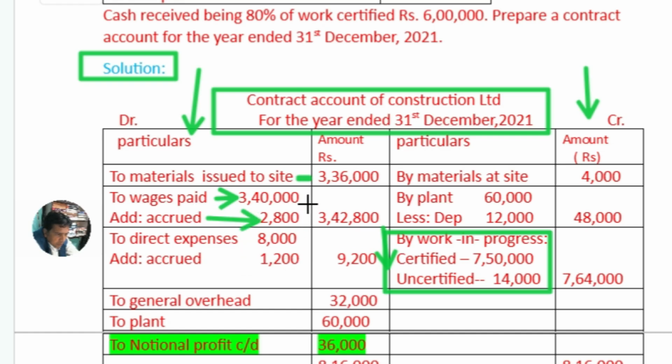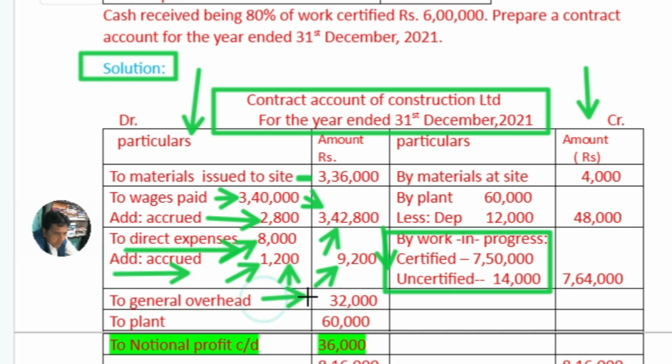So total amount of wages is 3,42,800. Similarly, direct expenses accrued shall be added. Direct expenses, this is the actual cash paid, and 1,200 is payable. So this is an accrual system. Under the accrual system of accounting, both expenses paid as well as payable will be taken into account. So 8,000 is paid, 1,200 is payable. So together 9,200 is the direct expense amount.